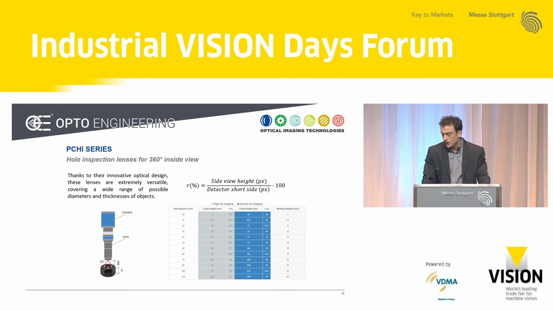The range of possible diameters is reported here, and it goes from 10 to 120 millimeters, more or less, while the height of the sides that you can inspect depends on the resolution, of course, that you are requiring from the lens. There is also this R factor, which is basically the ratio between the bottom and sides in the image. So the higher this ratio, the higher basically the sides compared to the bottom that you're imaging.